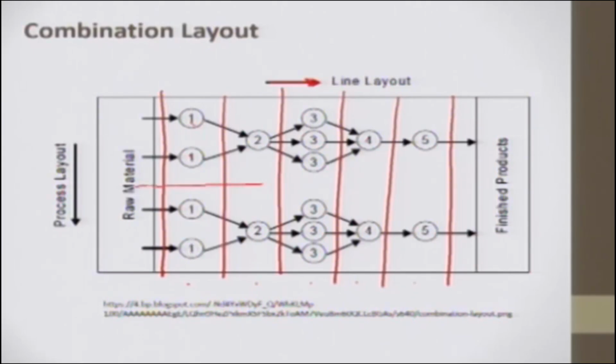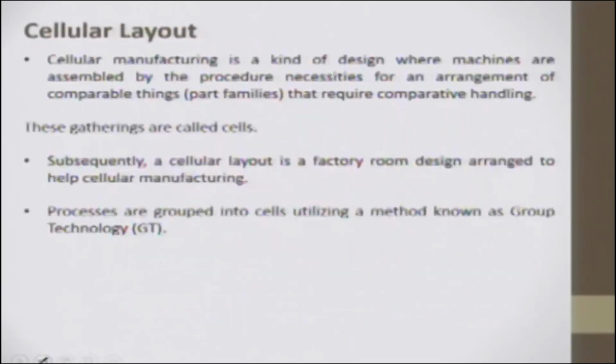So say there are two lines, flow line 1 and flow line 2. This is a kind of combination layout here. Next is cellular layout. In certain circumstances, cellular manufacturing is carried out.